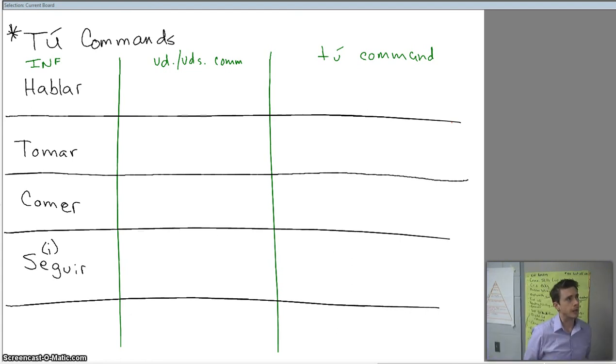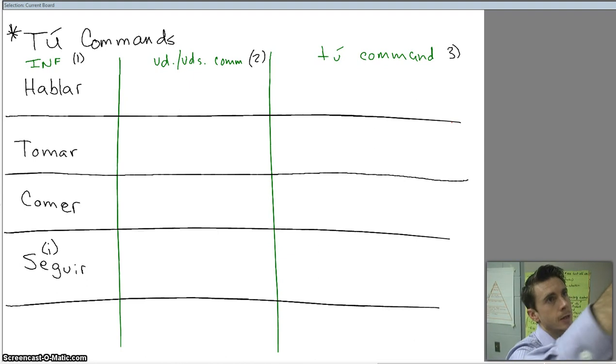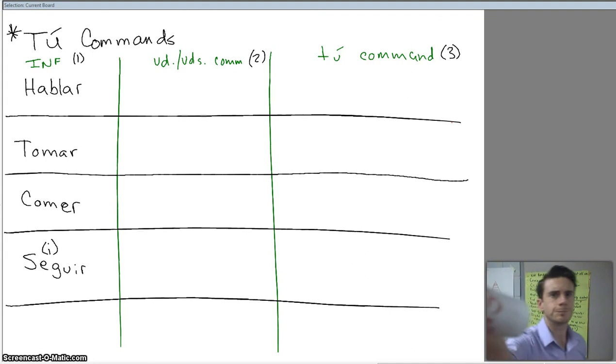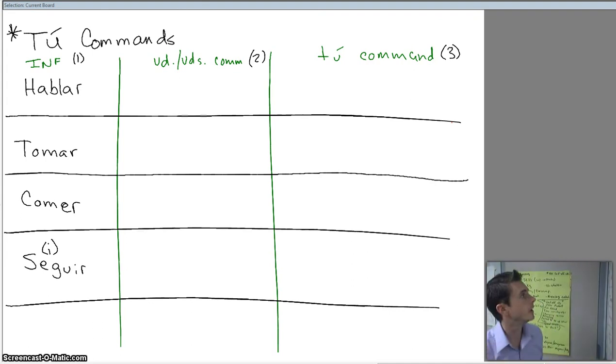Alright, so think back. We've got three columns here. In the first column, we have our infinitive verb. In the second column, we have our typical usted, ustedes commands. And in the third column, we have our new tú commands. Alright, okay, let's take a look.